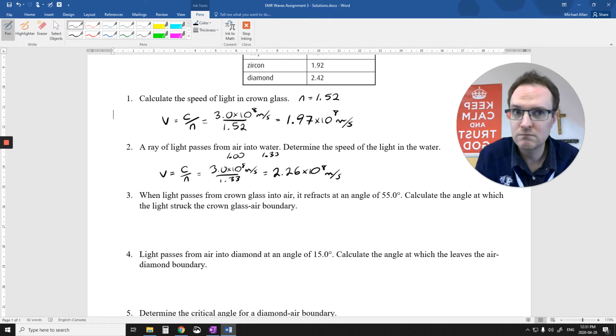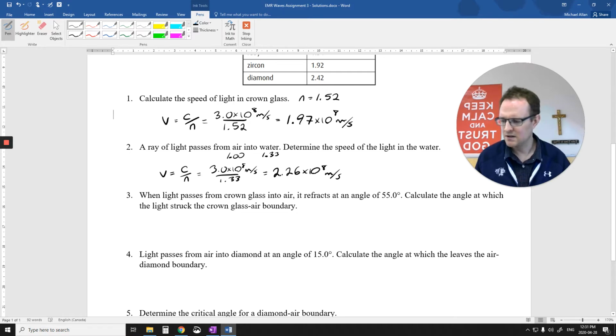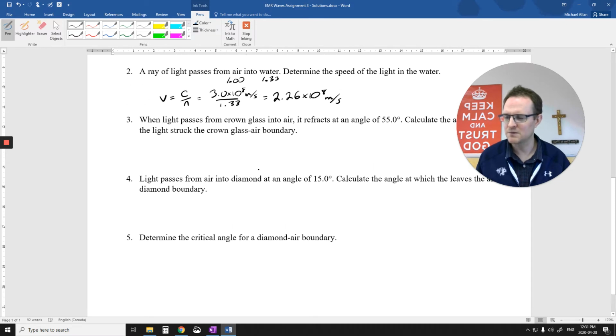So yeah, that's a useful thing to know for a question on the test. Actually, it doesn't matter where the light came from. The property of the light will just be dependent on the material it's in.